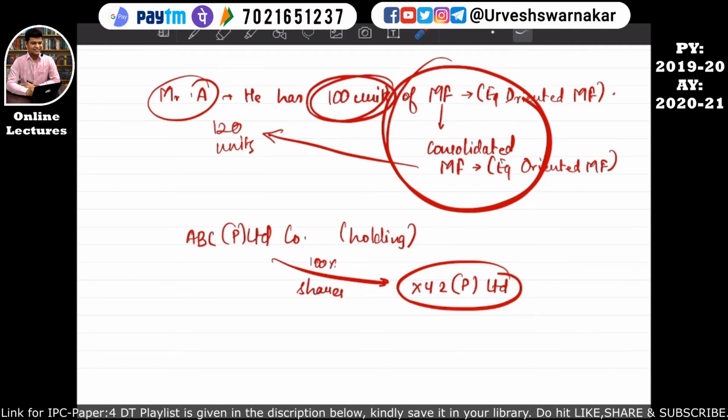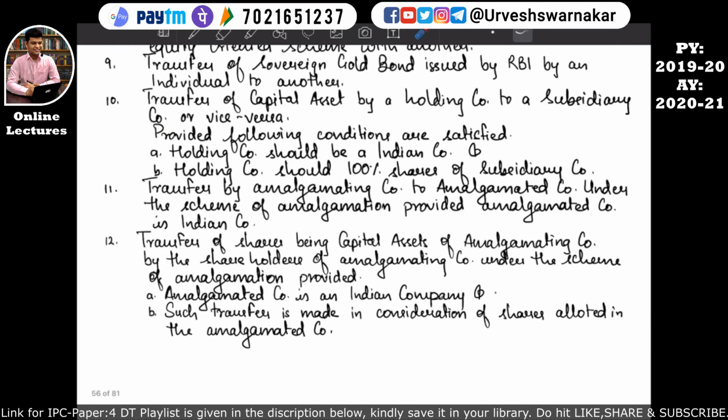Let's come back to the notes again, okay, and let's understand point number 11. What does point number 11 say? Transfer by the amalgamating company to the amalgamated company under the scheme of amalgamation, provided amalgamated company is an Indian company, then also it will not be considered as transfer. I hope this is quite clear, and capital gain will not get triggered.